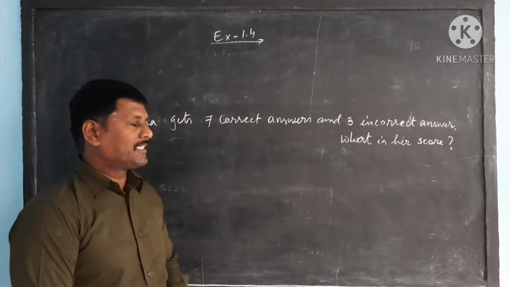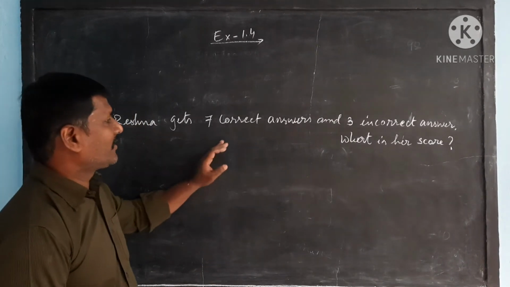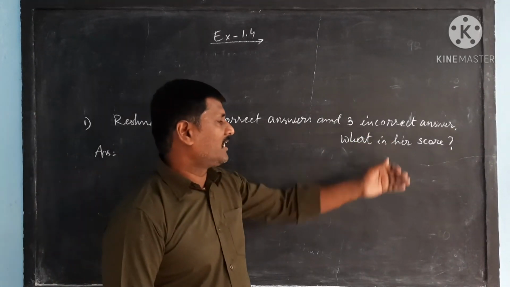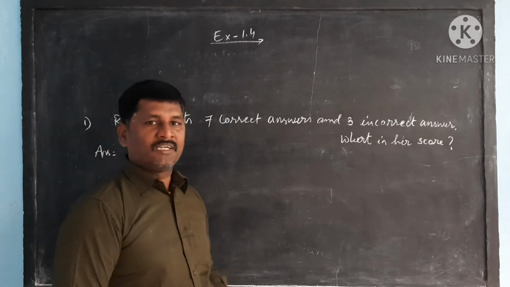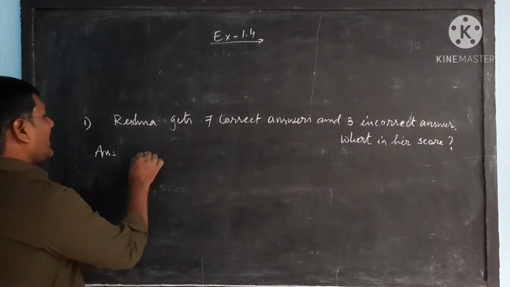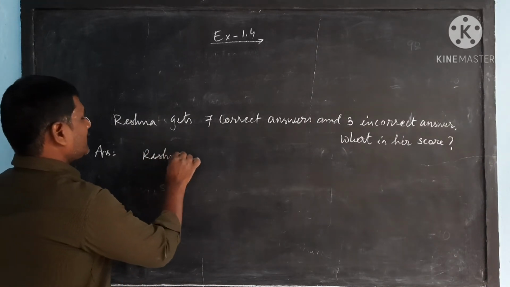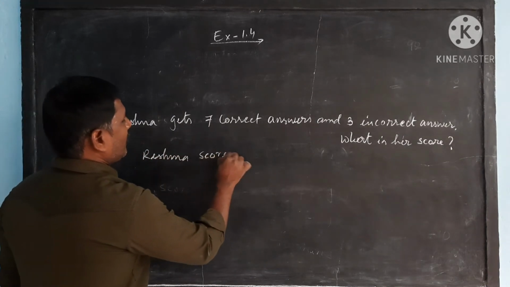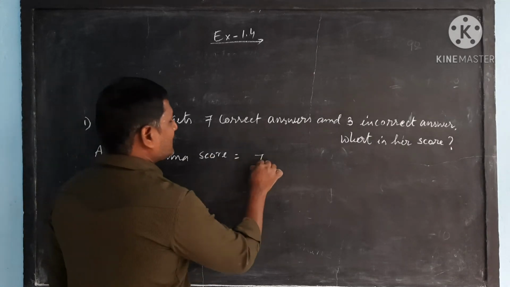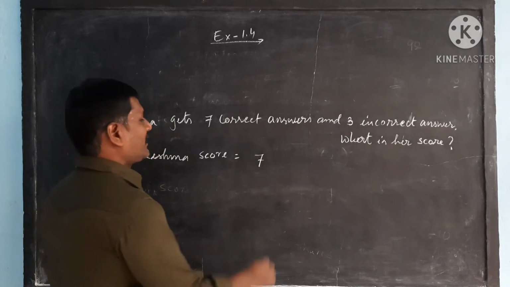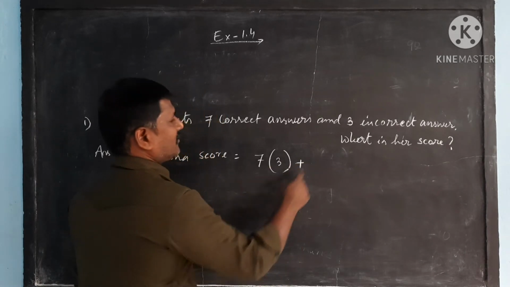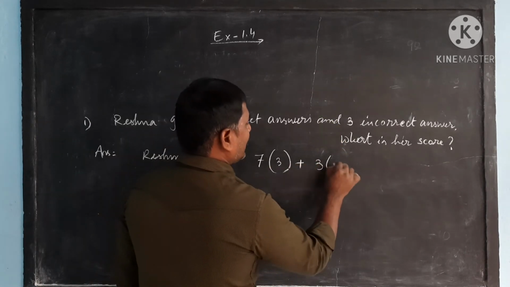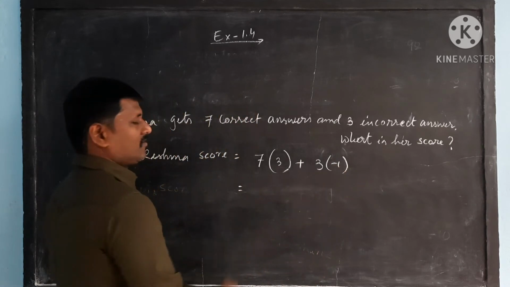In the second bit, it is given that Reshma gets 7 correct answers and 3 incorrect answers. Then what is her score? As we discussed in the first bit, you can do it in the same manner. Reshma's score will be, because she did 7 correct answers, 7 into 3, plus 3 incorrect answers, 3 into minus 1.